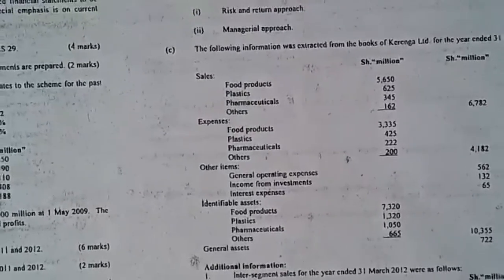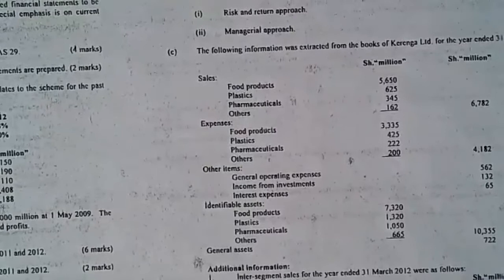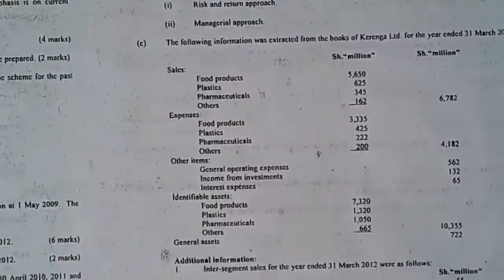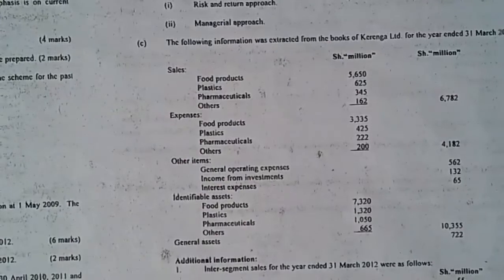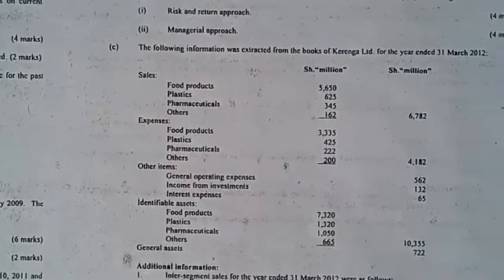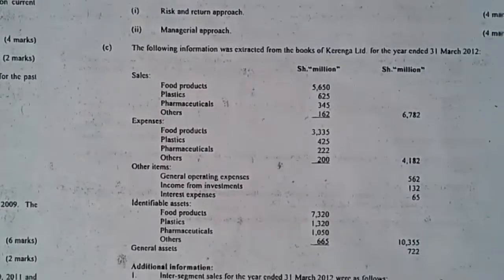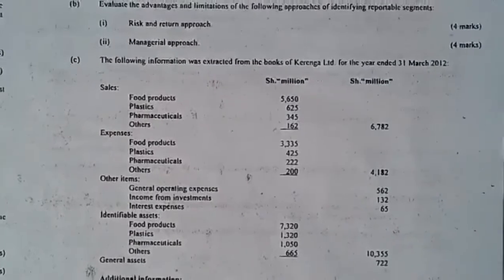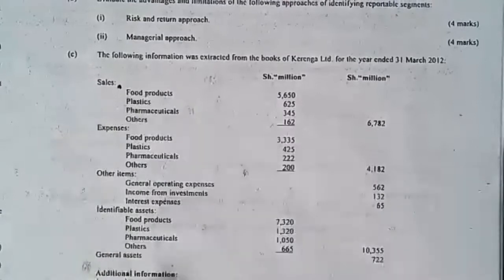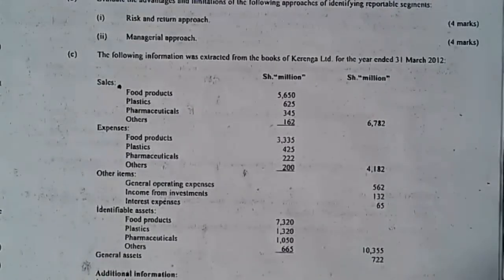So we were talking about question 4, that is 2012. I'm going to do question C: the following information was extracted from the books of Kerenga Remitted for the year ended 31st March 2012. You can see here we have sales, expenses, other items, identifiable assets, and general assets.